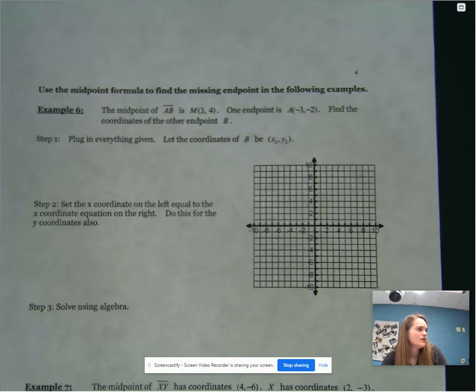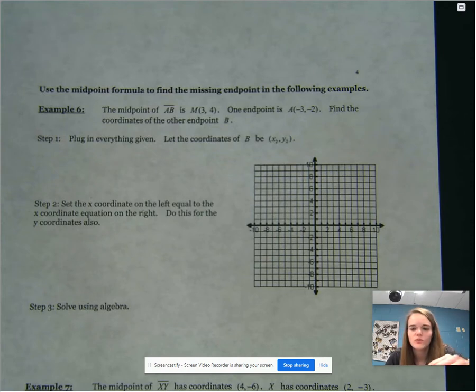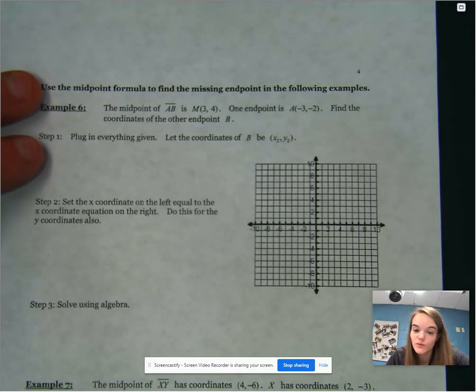We need to use the midpoint formula to find the missing endpoint. We have the midpoint, we have one endpoint, but we need to find the other one. So they give us some steps here. Step 1, plug in everything given. Let the coordinates of B be x2, y2. We have no idea what they are.